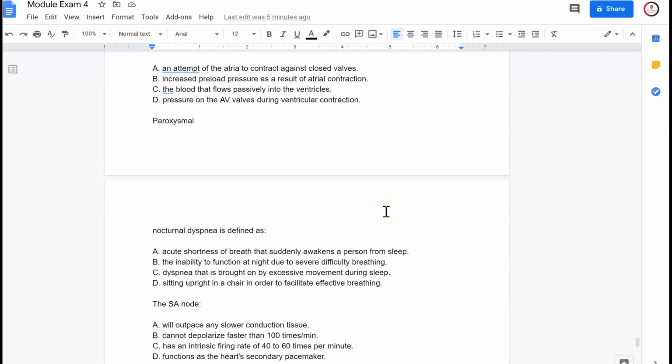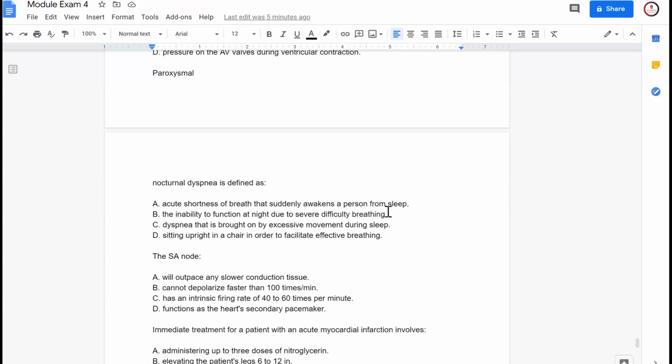Paroxysmal nocturnal dyspnea is defined as acute shortness of breath that suddenly awakens a person from sleep. Yes. Inability to function at night due to severe difficulty breathing. Not quite. Dyspnea brought on by excessive movement during sleep. No. Sitting upright in a chair to facilitate effective breathing. I mean, that's usually an end result of what's going on, but the actual answer is A, acute shortness of breath that suddenly awakens a person from sleep.